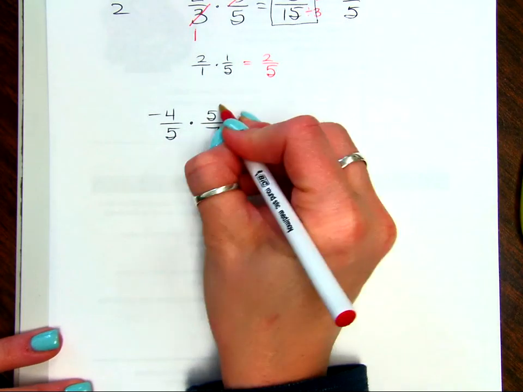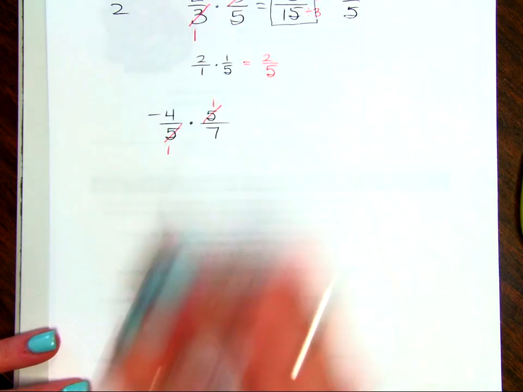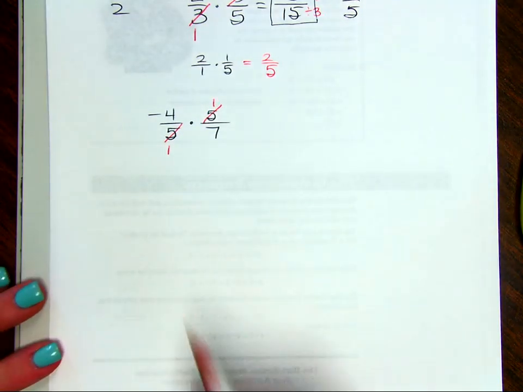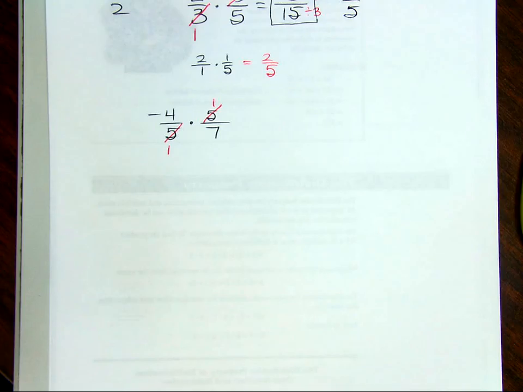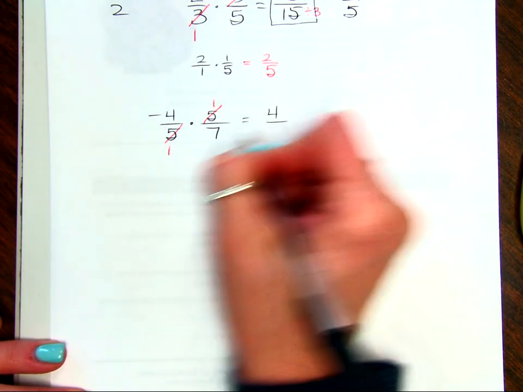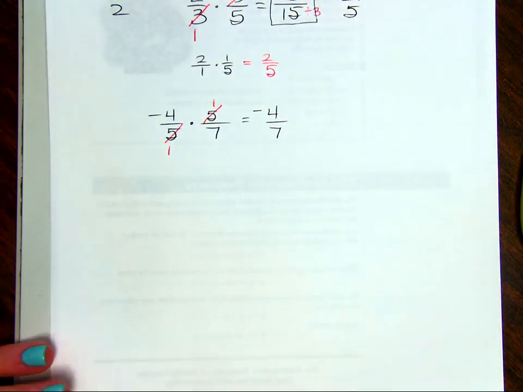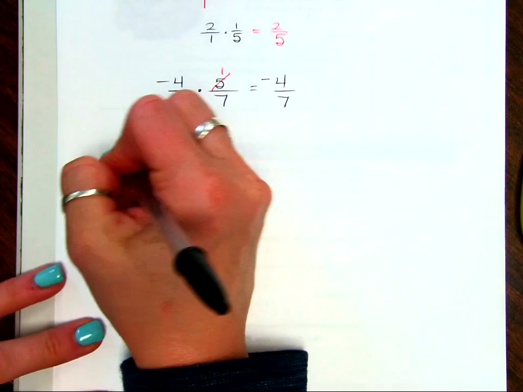So when I look and see that both of these are 5s, the GCF is 5. 5 divided by itself is 1. All you have left is 4 times 1, 1 times 7, and a negative times a positive is a negative. Okay? Ready for level 3?